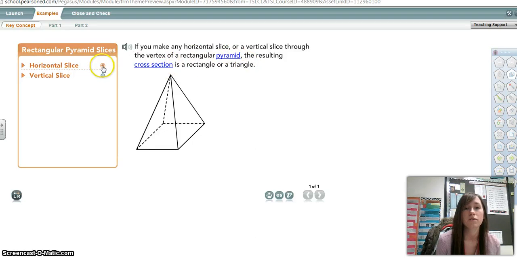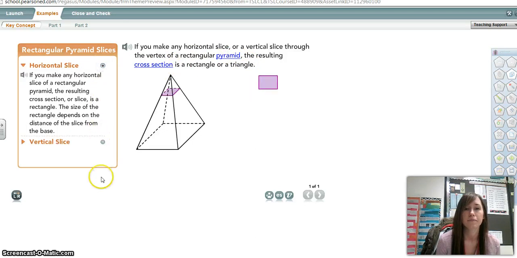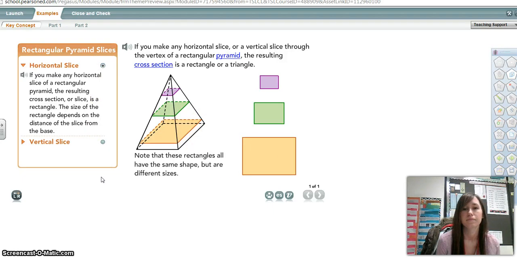We can do a horizontal slice. Note that these rectangles all have the same shape, but are different sizes. Where we're slicing across it, the size of the rectangle depends on how far it is from the base of the rectangle. So all of these are smaller than the bottom base, and they get smaller as they go toward the vertex at the top here.